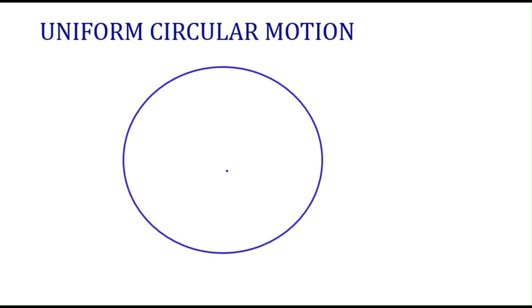Okay, now we are going to discuss uniform circular motion. So, what is uniform circular motion? Let's say there is a body and this body is moving on a circular path. So this is the circular path, and let's say this is the center of this circular path, and the body is moving on this path.